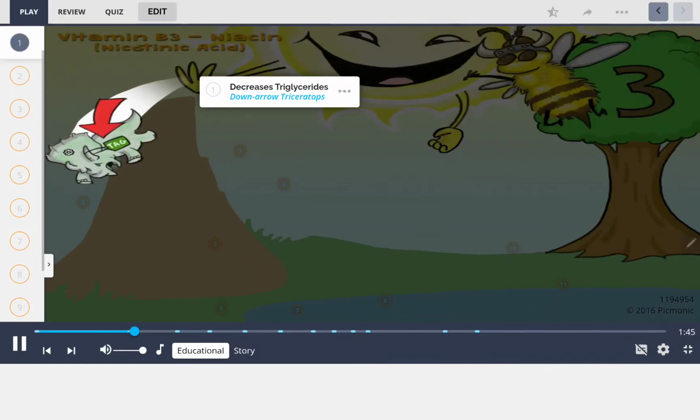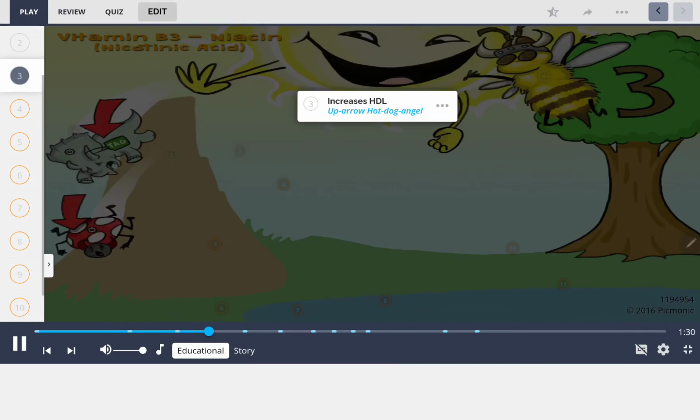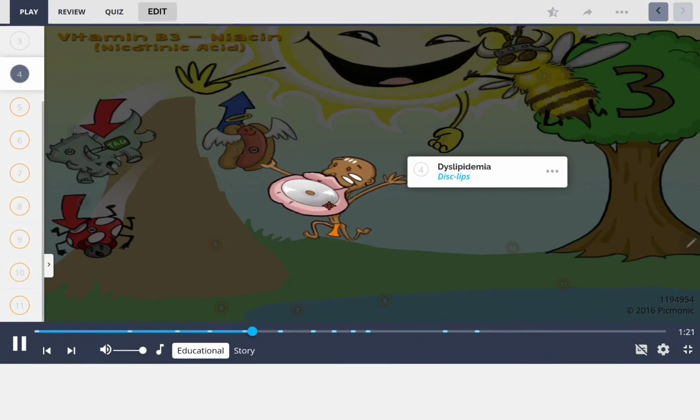Clinically, niacin interferes with triglyceride production in the liver, causing decreases in triglyceride levels, the down arrow triceratops, decreases in LDL or low-density lipoproteins, the down arrow ladybug devil, and increases in HDL, or high-density lipoproteins, the up arrow hot dog angel. Thus, niacin can be used to treat high cholesterol or dyslipidemia, shown by the disc lips.